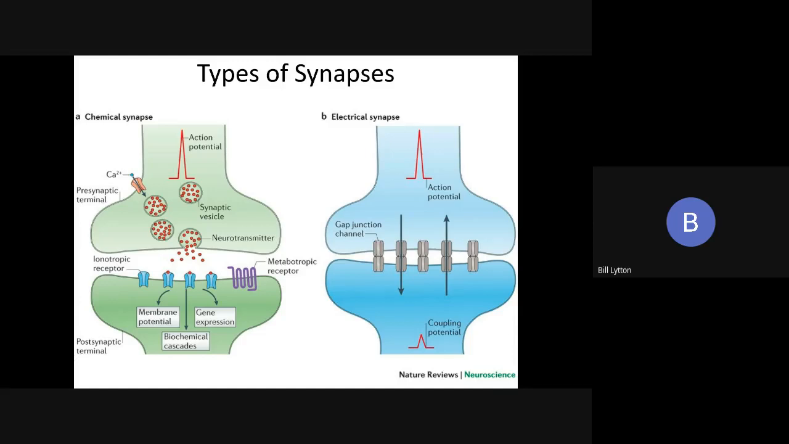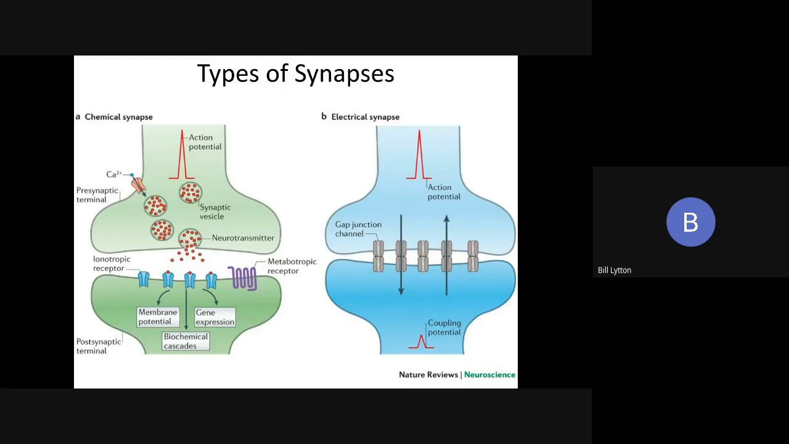So, enormously complex. In this chemical synapse, we see only the unidirectional, but there's also evidence of back transmission, typically thought to be via endocannabinoids.